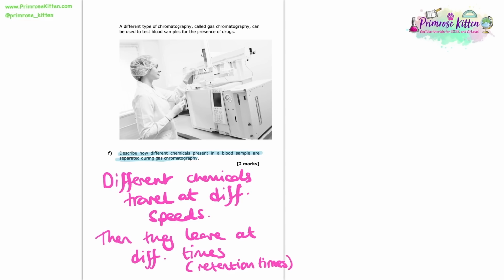So here, just to summarize and recap, the way in which different chemicals in a sample will be separated using gas chromatography is using the fact that different chemicals will travel at different speeds and therefore they will leave the machine at different times. And that will give us our 2 marks.